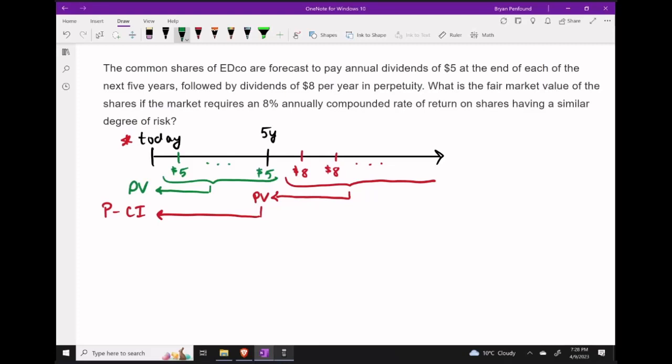And then our last step is to add up these two values, the PV value from the green payment stream and the P-CI value from the red payment stream. So let's start by working on the red payment stream.